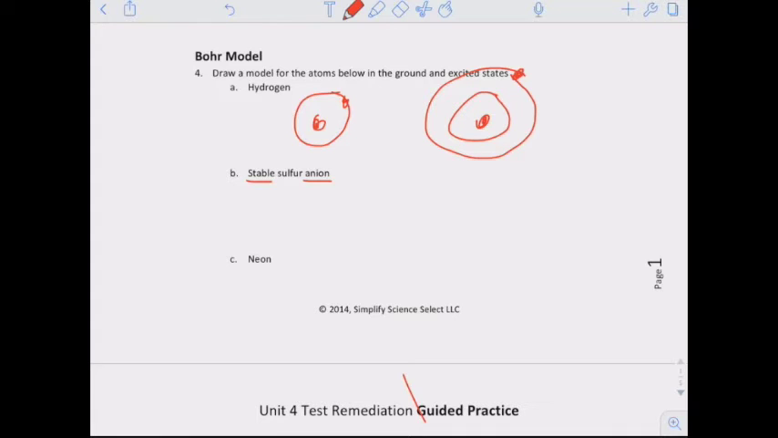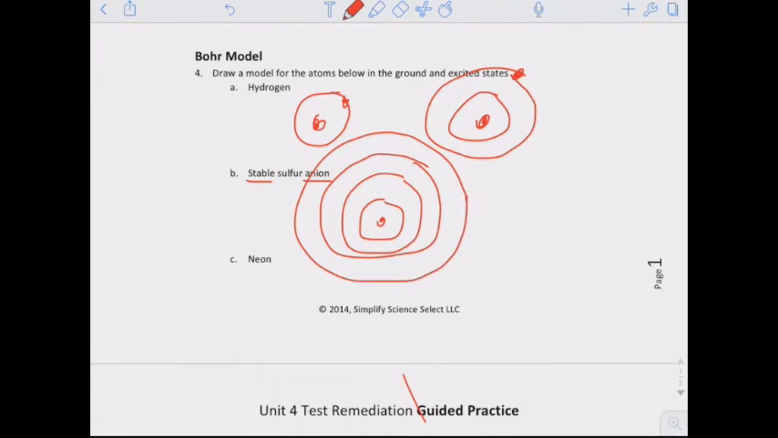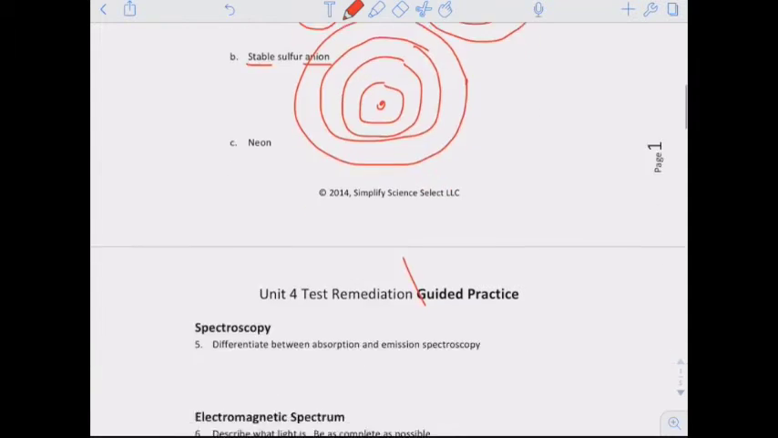So you're going to have the first energy level, second energy level, third energy level, and you're going to draw 2 electrons on the first energy level, 8 electrons on the next, and then another 8 electrons on the outer energy level. To show it in an excited state, we would just add one more energy level and put one electron on that outside edge. Looking at neon, it has 10 electrons, so see if you can do that one for neon.